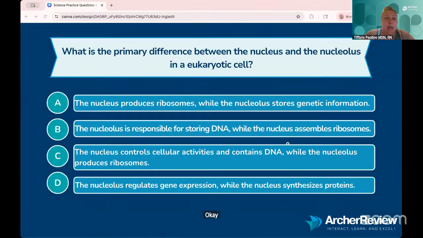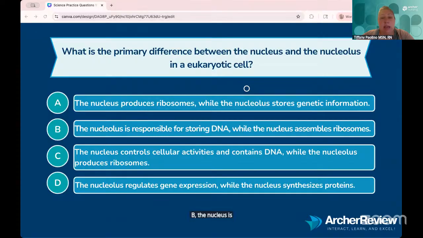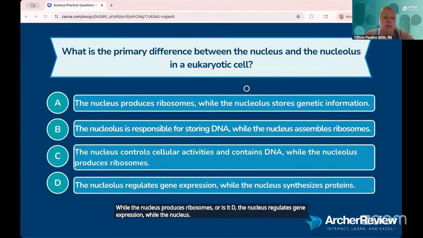Okay, another one. What is the primary difference between the nucleus and the nucleolus in a eukaryotic cell? Sorry if I totally botched that word. A, the nucleus produces ribosomes while the nucleolus stores genetic information? B, the nucleus is responsible for DNA while the nucleolus assembles ribosomes. C, the nucleus controls cellular activity and contains DNA while the nucleolus produces ribosomes. Or D, the nucleus regulates gene expression while the nucleolus synthesizes protein?